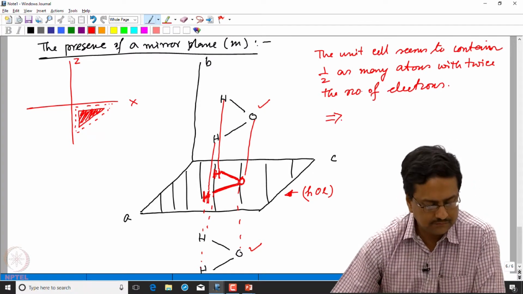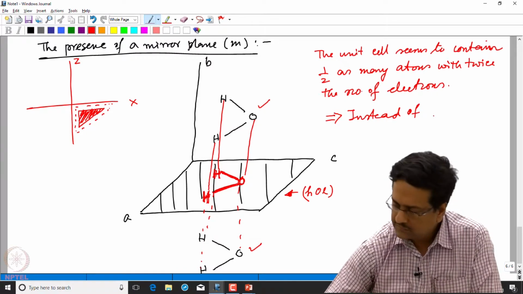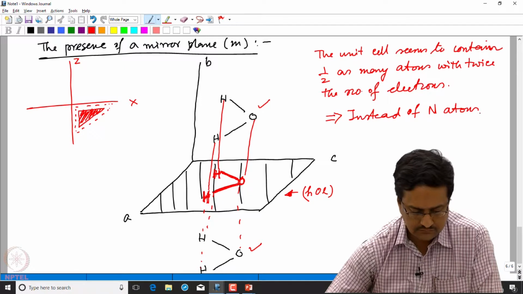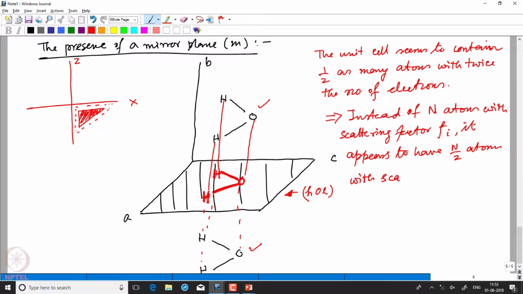So, this indicates that instead of n atoms with scattering factor Fi, it appears to have n by 2 atoms with scattering factor twice of Fi.